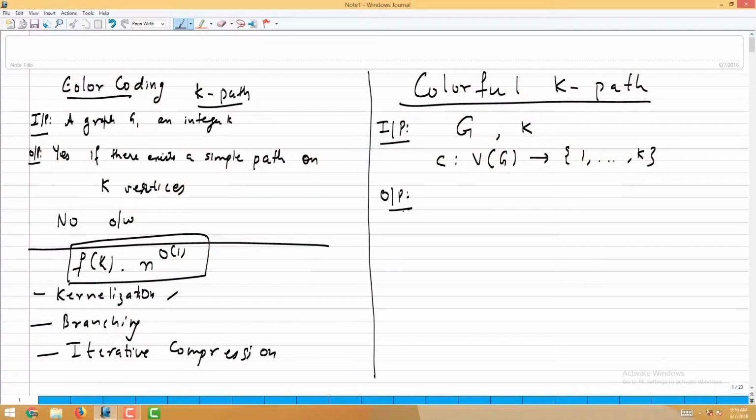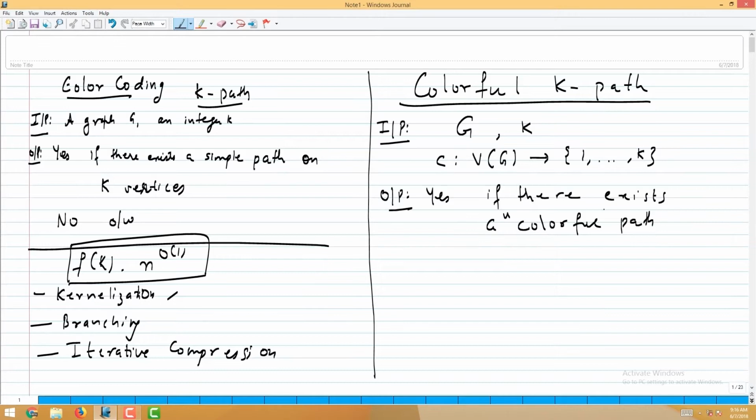So the graph was colored with k colors. If there is a k path, I want that all the colors are used by this path and they are all used exactly once. So what is the output? It outputs yes if there exists a colorful path in G.